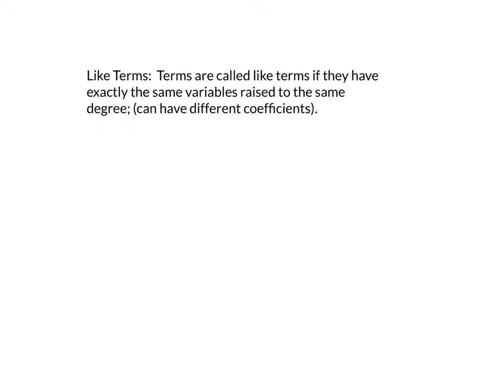When adding and subtracting terms, the terms have to be like terms. Terms are called like terms if they have exactly the same variables raised to the same degree. But they can have different coefficients. So you can combine like terms. If you are given 3a plus 5a, it's kind of like saying 3 apples plus 5 apples. You can combine those. They have exactly the same variables, a and a, so I can just add those together and I get 8a for an answer.